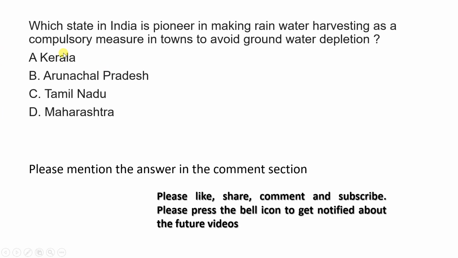Then for all of you viewers, we have one question. Which state in India is the pioneer in making rainwater harvesting a compulsory measure in towns to avoid groundwater depletion? So please answer this question in the comment section. We will discuss this question in the next class.